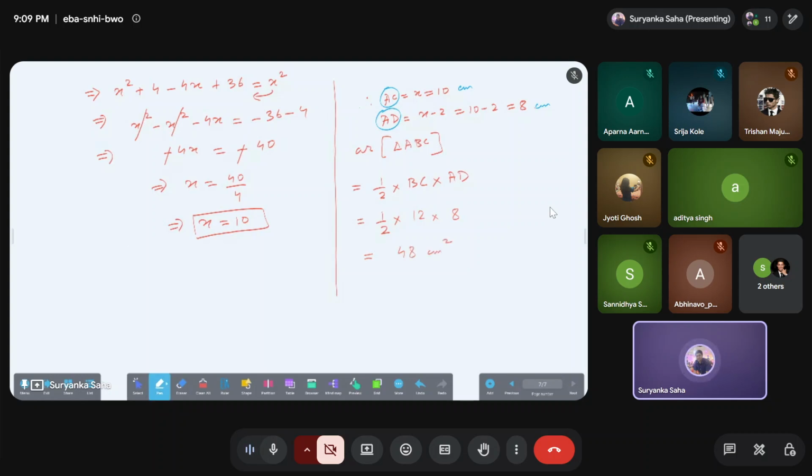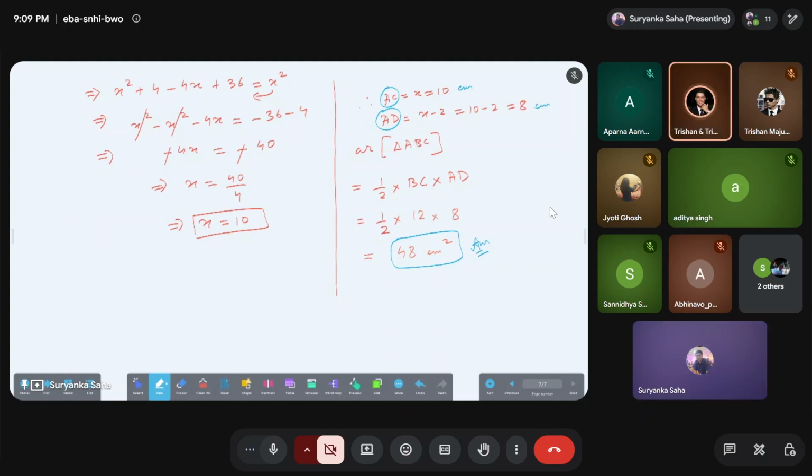Everyone understood the answer? Everyone? Sauradip got the answer? Sanidhya? Okay. Yes, sir. Srishmita? Okay, done. Chalo. So last problem of today.